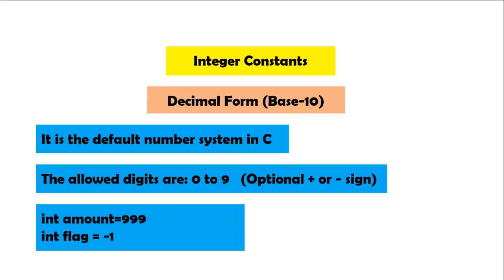Here you can see some examples. Integer amount is equal to 999. Integer flag is equal to -1. So these are some examples of decimal integers that you can see over here.